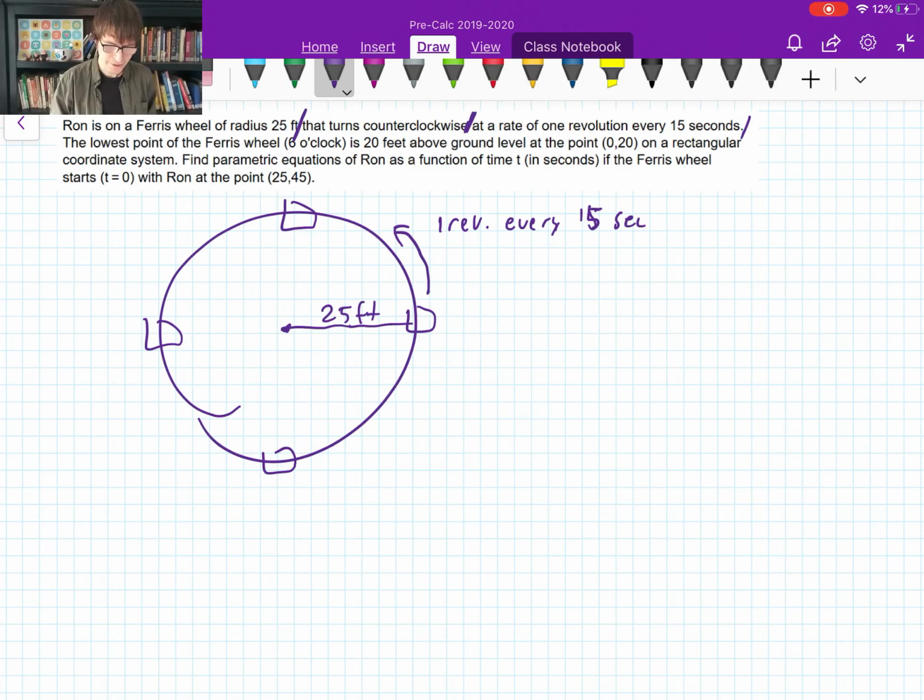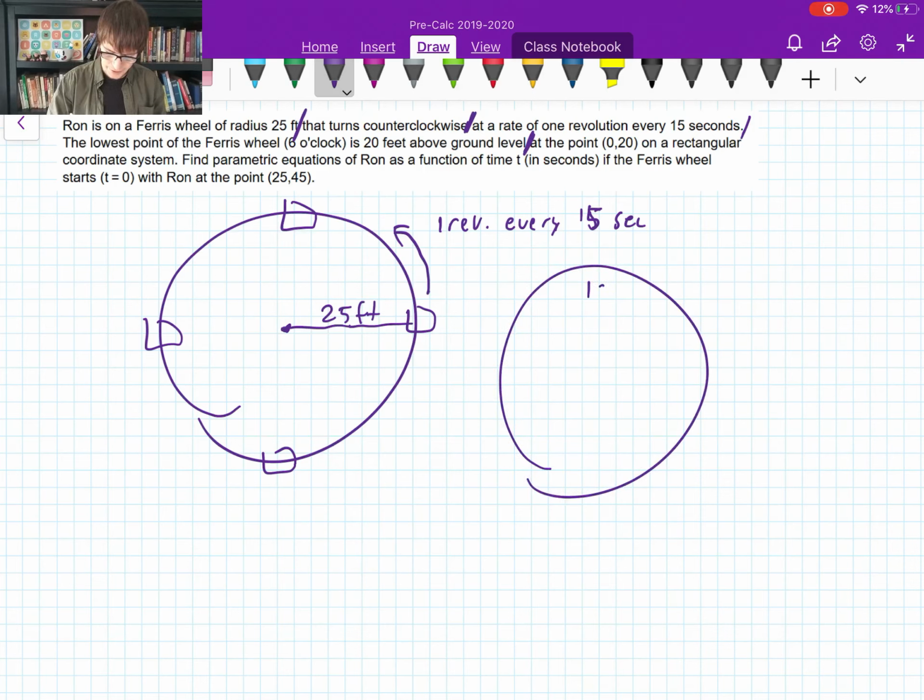The lowest point of the Ferris wheel, 6 o'clock, is 20 feet above ground level. Okay, so the lowest point is 20 feet above ground level. 6 o'clock, if you think of a clock, we got 12 at the top, we got 6 at the bottom, 3 and 9. So it's saying right at the bottom of the Ferris wheel, we've got 20 feet above ground level.